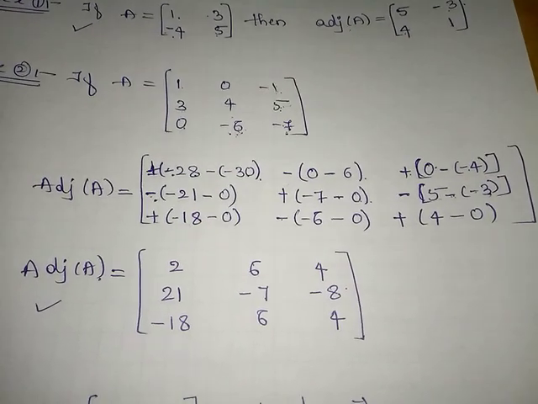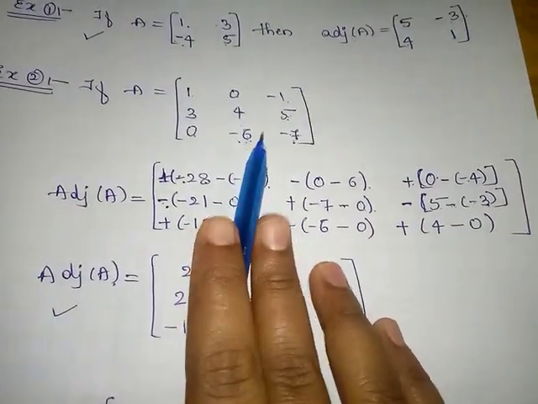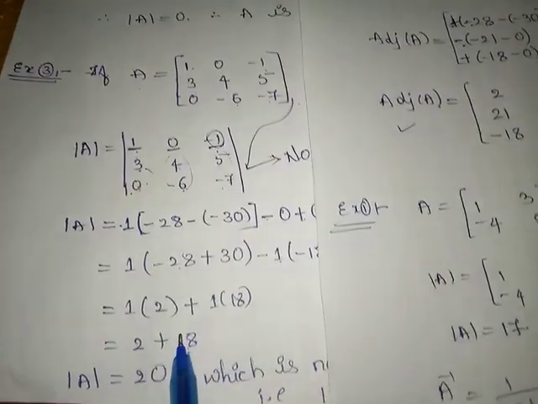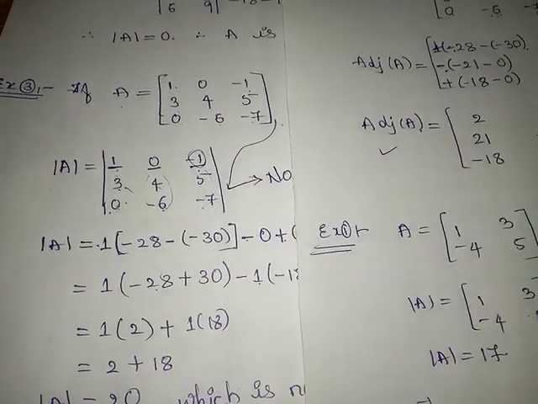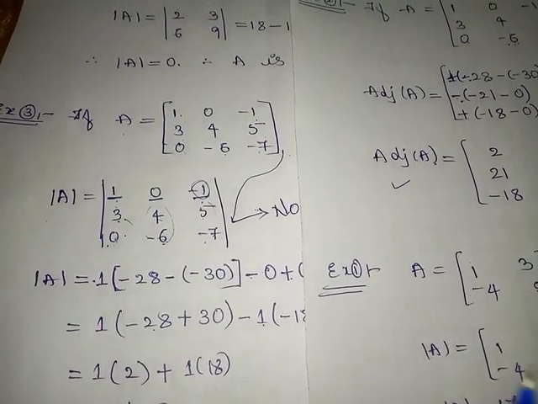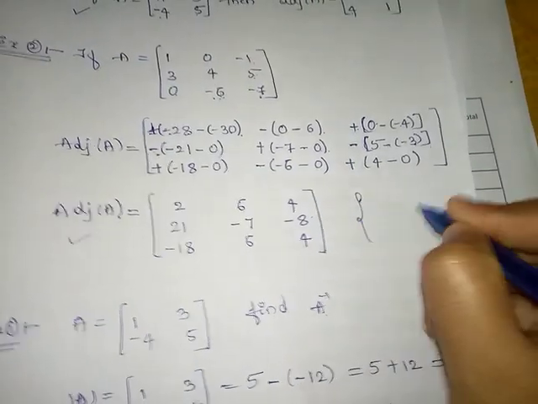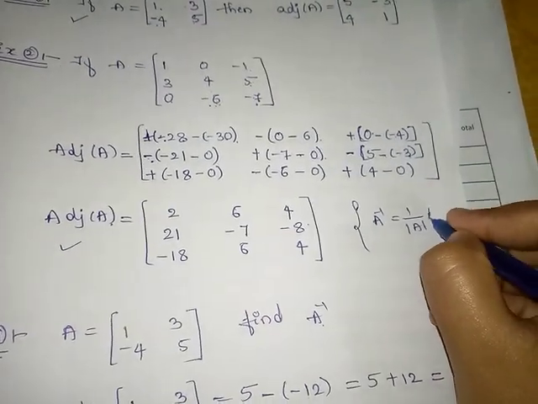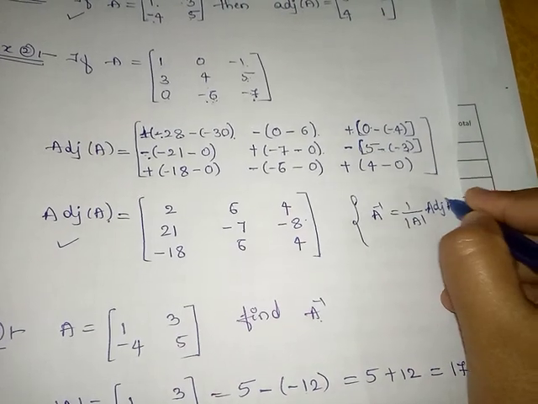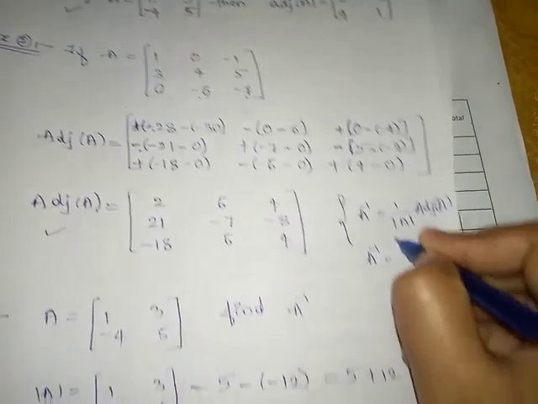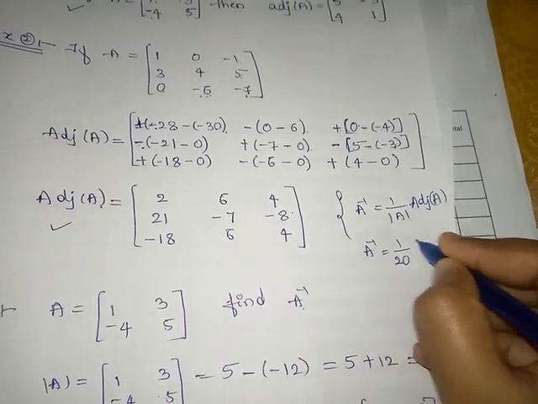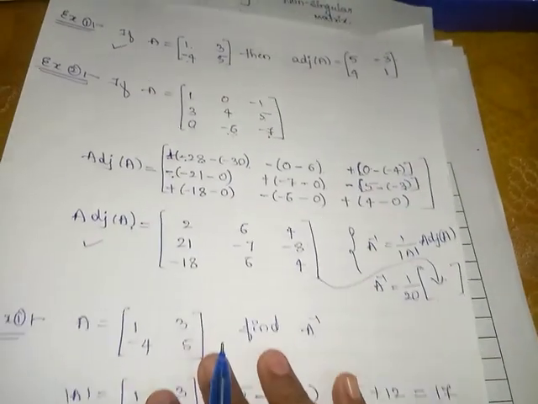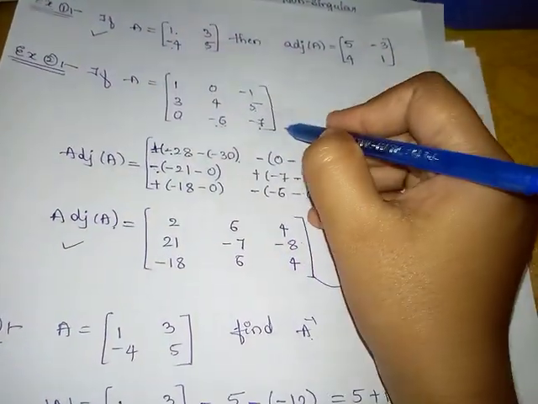In the previous concept we have already found the determinant of this matrix. See, these two matrices are same. Determinant of this one is what? 20. So the inverse of this matrix is what? Here A inverse is equal to 1 divided by determinant of A into adjoint of A. Here also A inverse is equal to, determinant of A is what? 1 by 20. You have to write this matrix here. Then it is what? The inverse of this matrix.